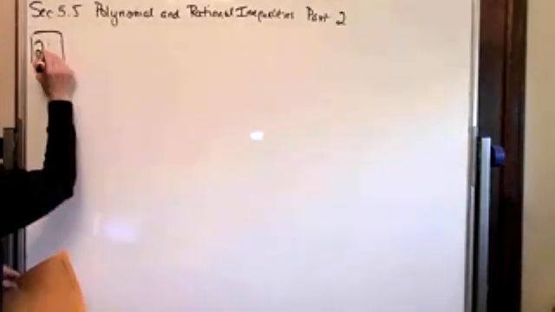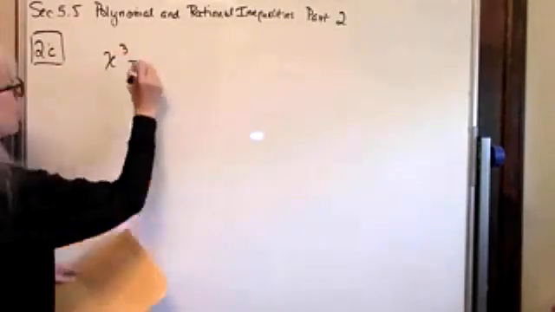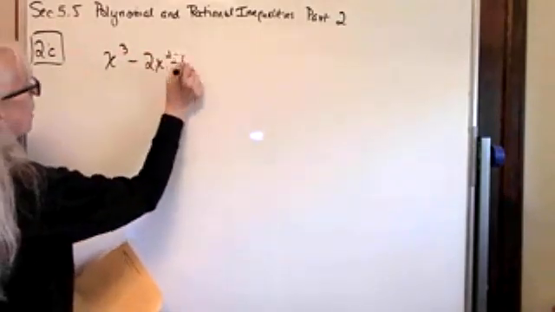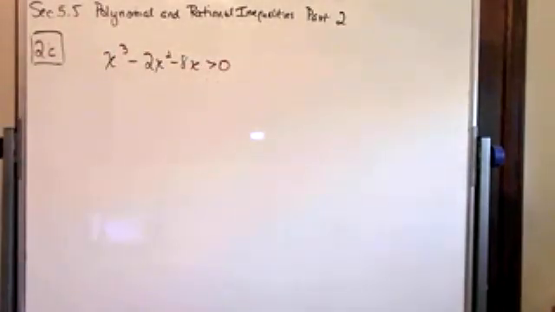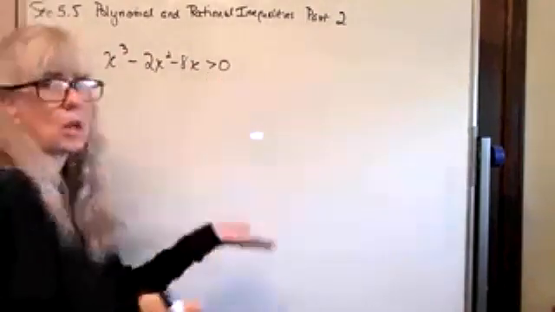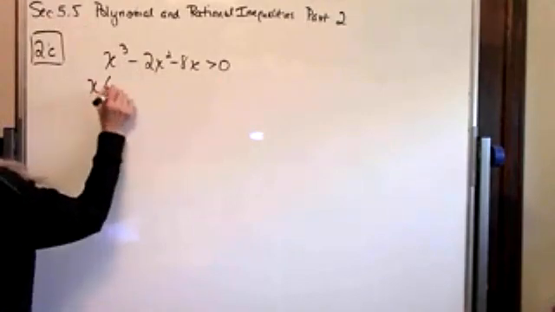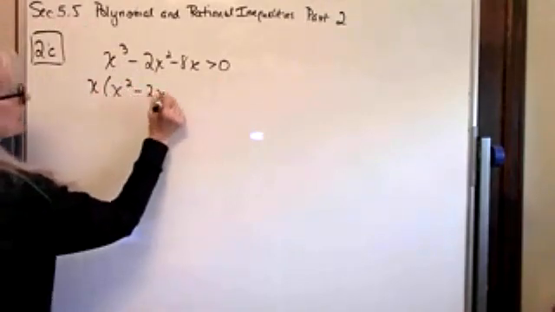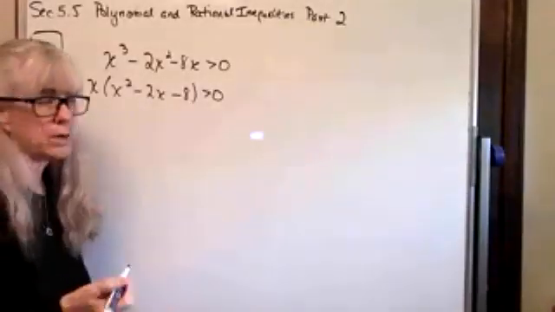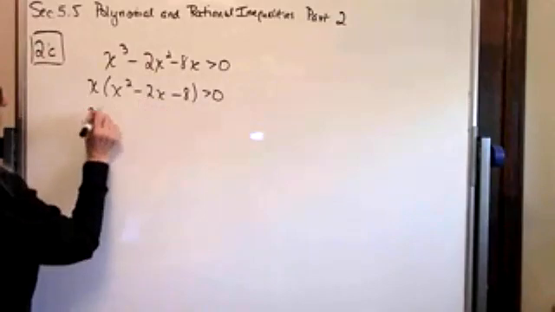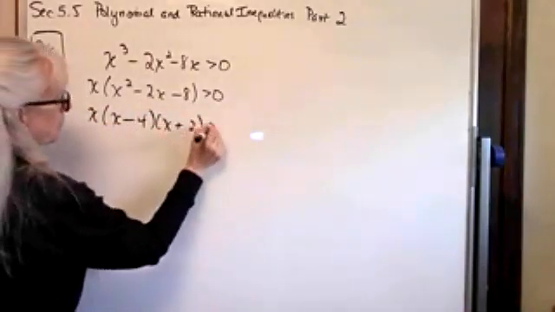Part C on this example shows us x to the third minus 2x squared minus 8x is greater than 0. So again, it's already compared to 0, but it's not factored. So we'll go factor it really quickly. Pull out an x. That's going to leave you with x squared minus 2x minus 8. And again, the reason you're factoring is so you can get to the boundary numbers. And the inside of that trinomial is going to factor into x minus 4 and x plus 2.